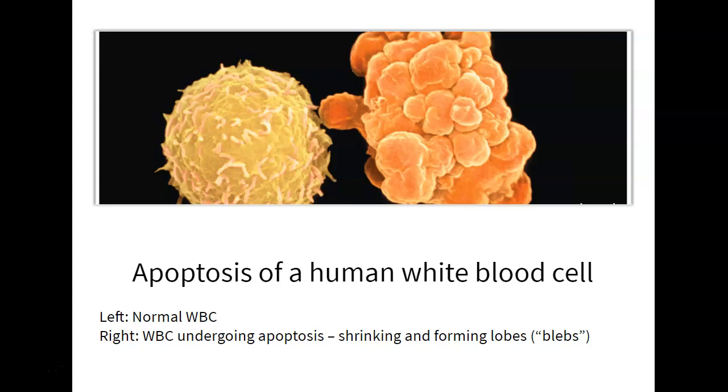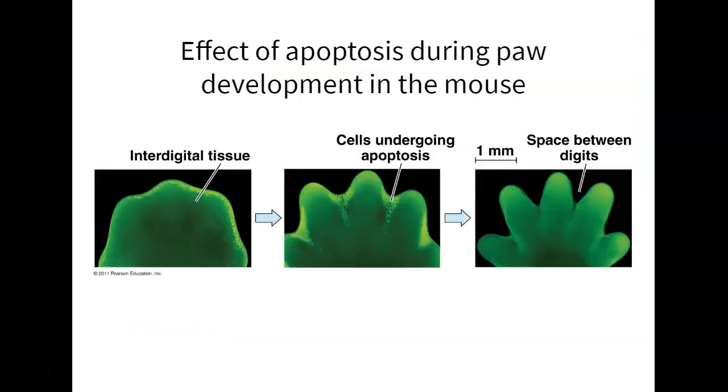You can see what apoptosis looks like. On the left, you have a normal white blood cell, and on the right, you can see it's starting to shrink and form little blebs. That's a hallmark sign that it is no longer alive. And here's what I was mentioning in terms of your fingers. This is a mouse paw, and mice have limbs too. On the left, you can see before apoptosis, and in the middle, you can see the particular cells where apoptosis is happening. And then on the right, lo and behold, you end up with actual digits that a person might have. So that's just one specific application.